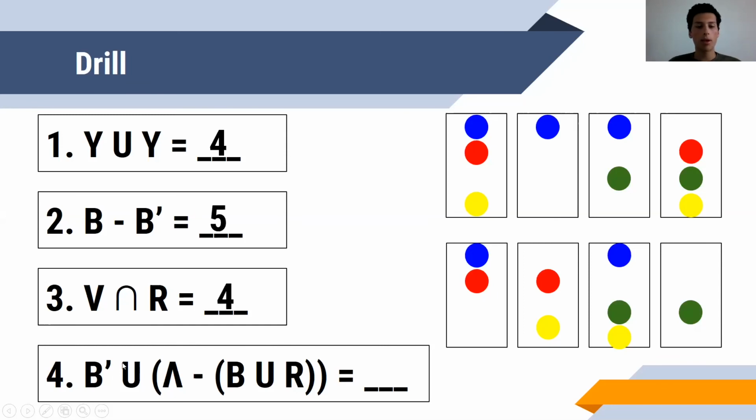Blue prime union this null set is just going to leave you with blue prime. That was one of our rules. That's the rule that we look back on the other slides. That was also one of our rules. So this whole expression is equal to blue prime. So how many cards don't have blue? 1, 2, 3. The answer is a piece of cake. All you got to do is just break it down.